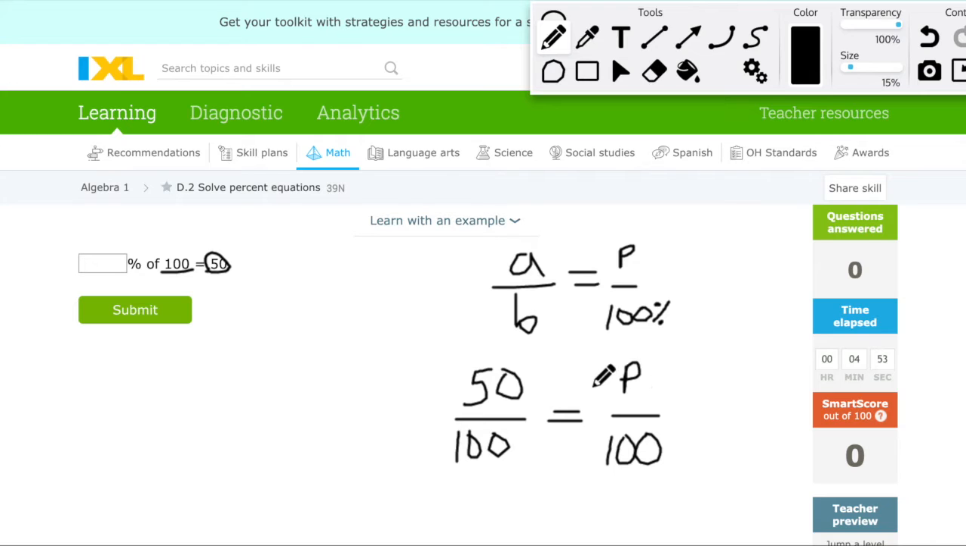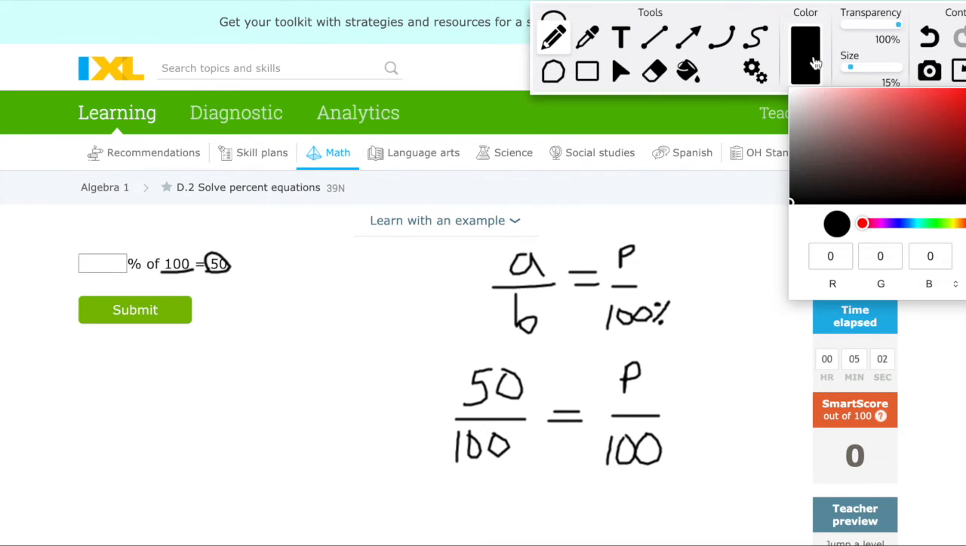Now this is a very simple first example because these two bottom numbers are the same. You can look at this one, I think, and know that P has to be 50 out of the 100 for this to actually work out. But we'll show you the cross multiplication here.